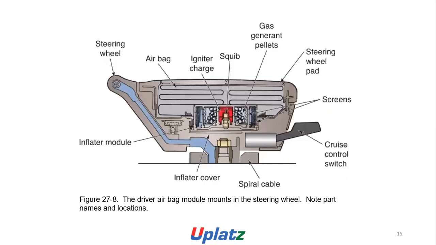The driver airbag module mounts in the steering wheel. Note part and location: inflator cover, spiral cable, inflator module, steering wheel, airbag, ignited charge, squib, gas generant pellets, steering wheel pad, screens, cruise control switch.